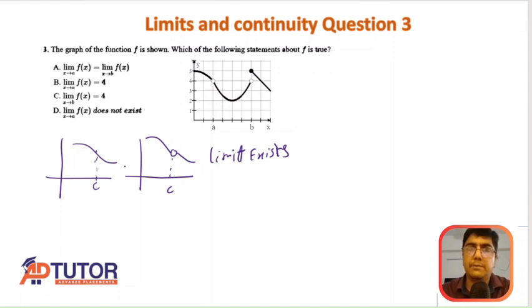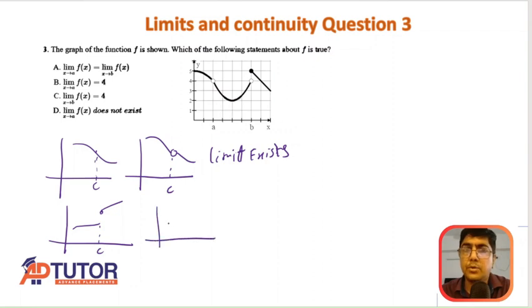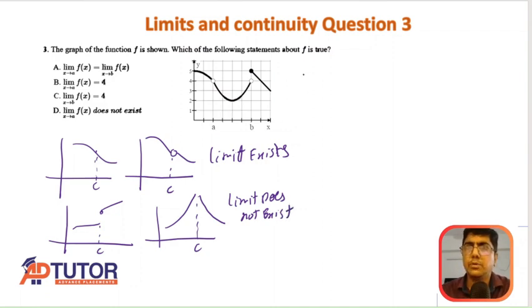Now, if you look at when it does not exist: when you have a jump, something like this, where suddenly the function jumps, then at C the limit does not exist. And maybe at C the function is approaching infinity. Then also the limit does not exist. So in this case, the limit does not exist. So from the graph, now what do we get from the graph?